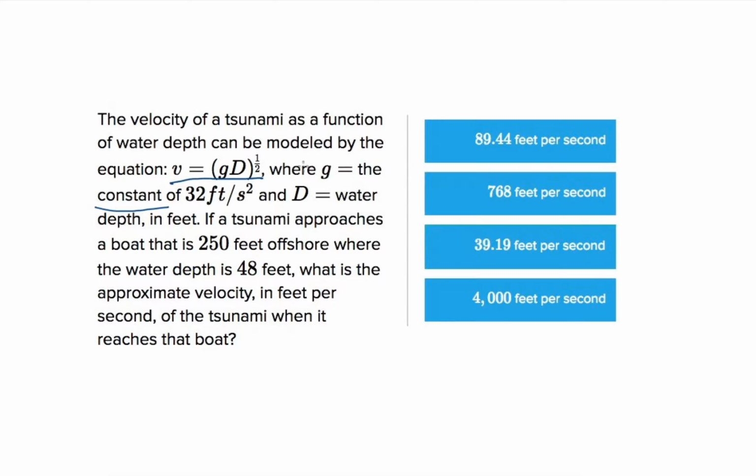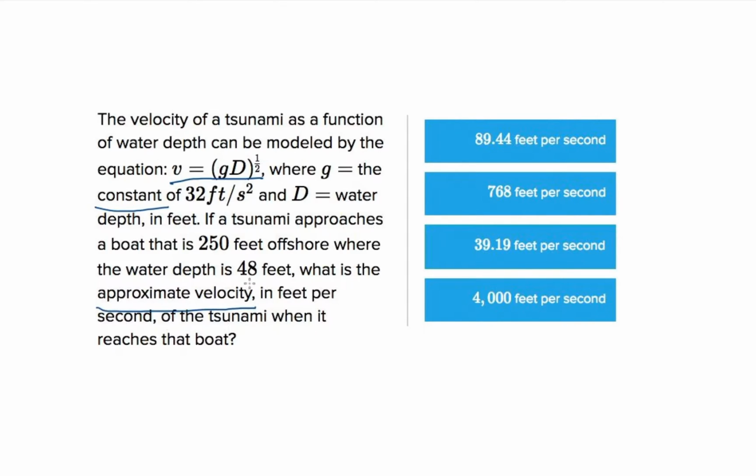So what I notice already is that I have 2 of the numbers that are in my formula already defined. If a tsunami approaches a boat that is 250 feet offshore, where the water depth is 48 feet, what is the approximate velocity in feet per second of the tsunami when it reaches that boat?